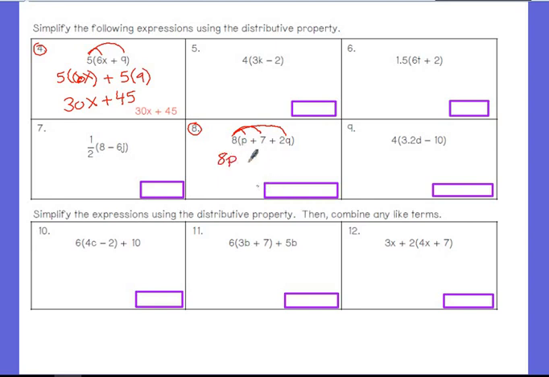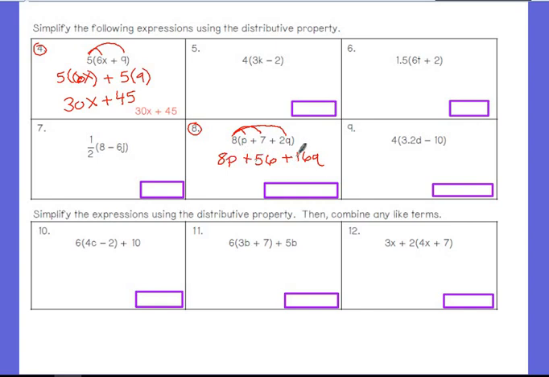Got to keep the last name. It's like they're getting married when they multiply. Got to keep the last name of the p. 8 times a 7 gives me 56. And then I have 8 times 2q. So I need 8 sets of 2q's. Well, I don't want to write all those q's, so I'm going to use multiplication. 8 times 2 gives me a 16. Taking the last name of the variable, q.